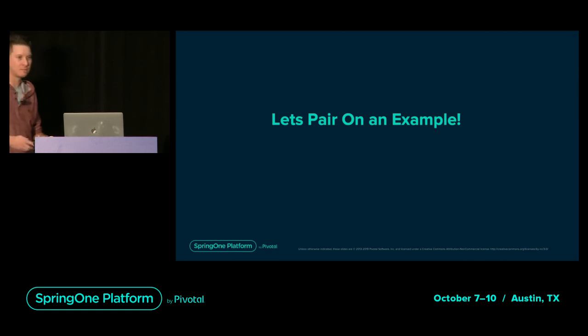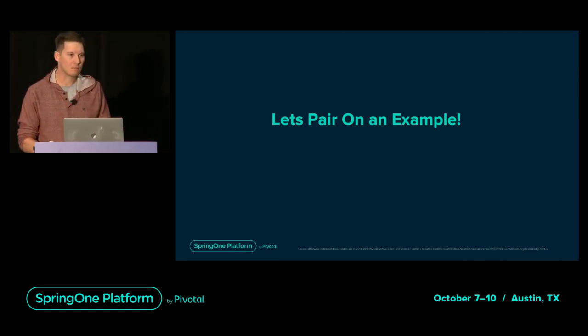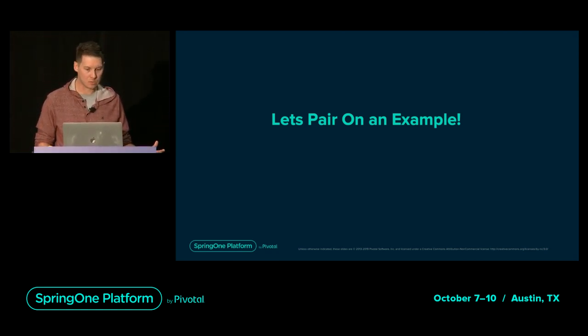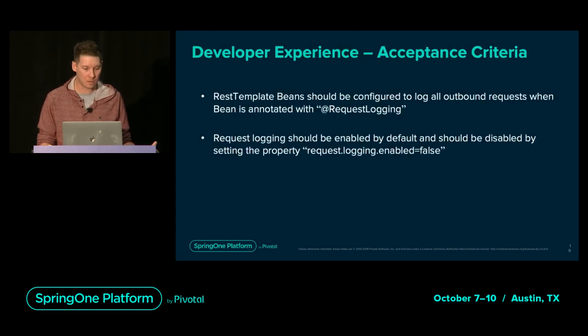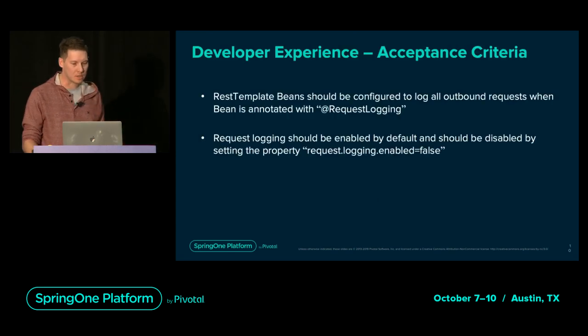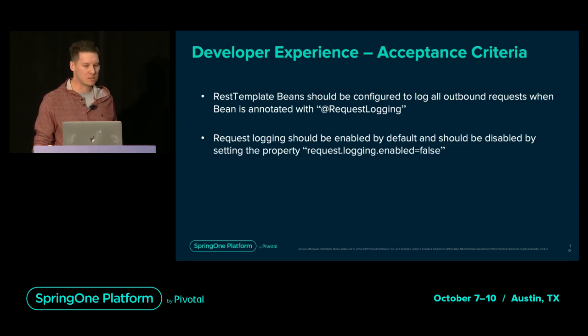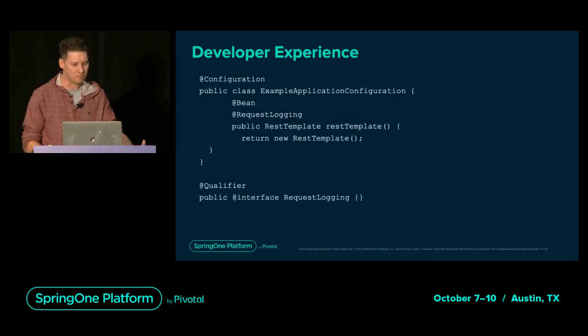Sure. Thanks. So you're probably asking yourself, how can I get started? So today we're going to walk through a little example and explore a few options that you can use to start applying opinions to your organization. So the example we're going to run through is we want to take any REST template beans that are annotated with that request logging, and we want to log any requests that go through that bean. We want that functionality to be enabled by default, and we want to give them the ability to disable it if need be through some kind of configuration property.